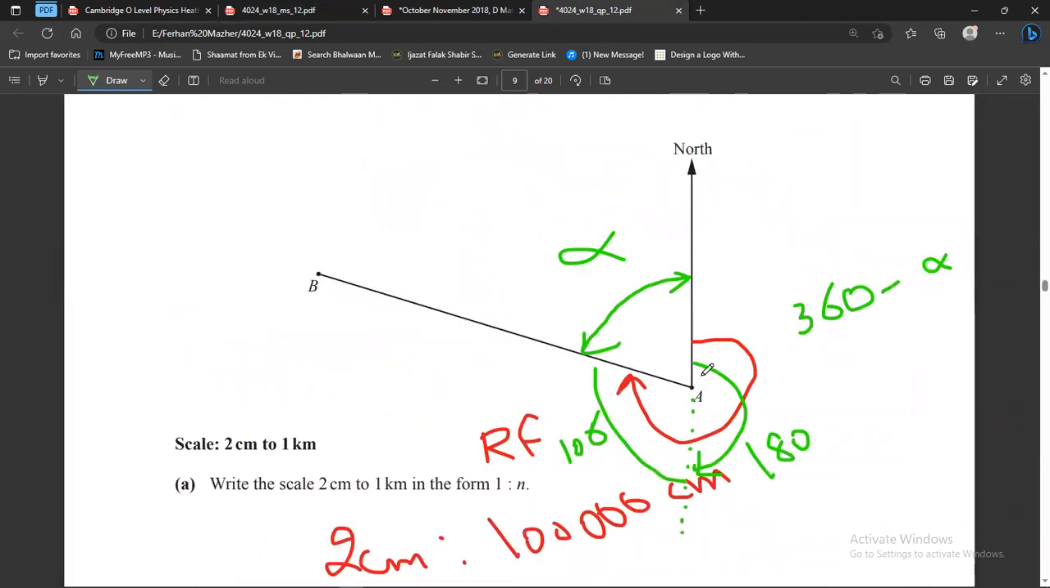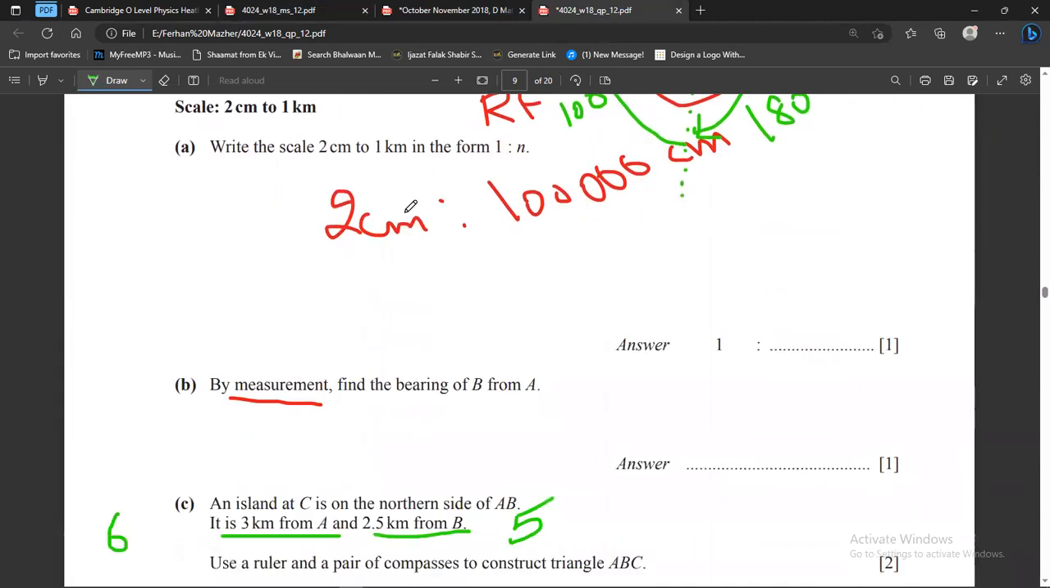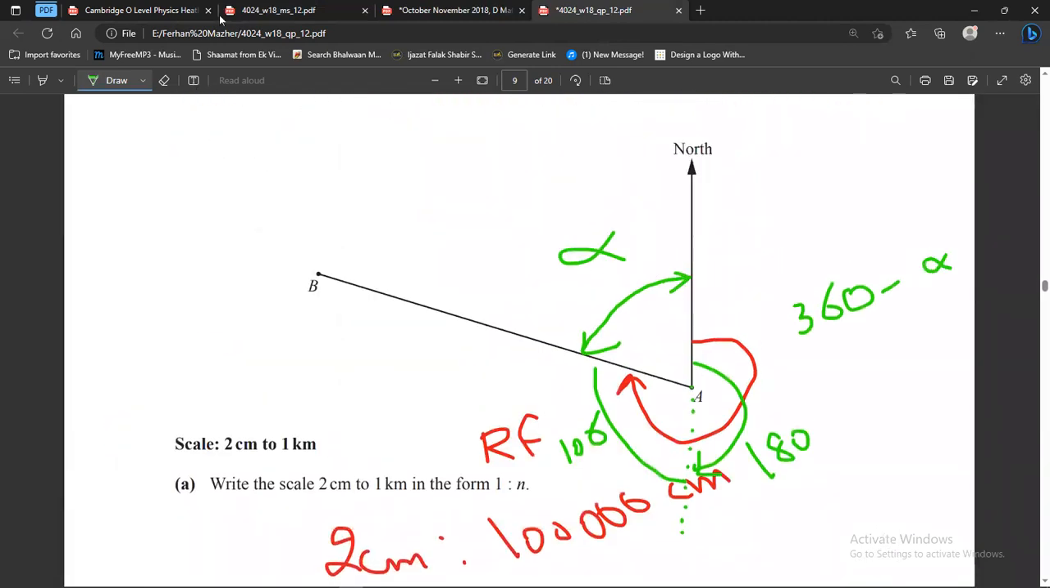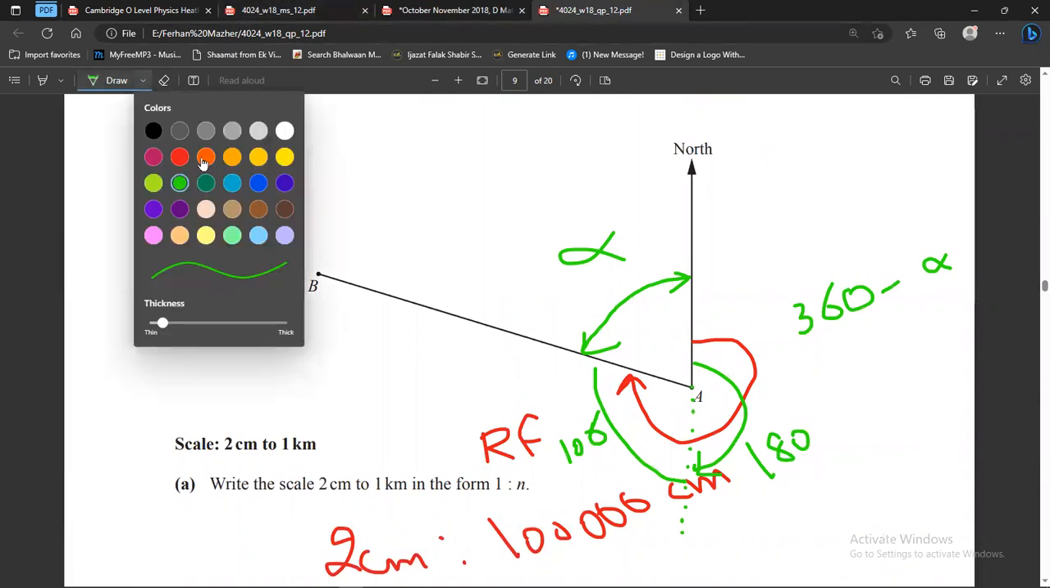Because point C is on the north side of line AB, point C is here. So open your compass to 6 centimeters. Put the needle of the compass here and draw the arc.